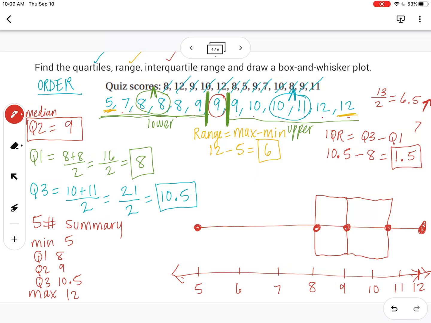Remember, our box and whisker plot is going to tell us where the majority of our data lies. So our quartiles, the majority of our data is between 8 and 10.5, as you can see in this data set right here. And it's showing our minimum is a lot lower than that, all the way at 5, and our max is closer to the majority of our data. All right, I hope that helps you on your future examples.